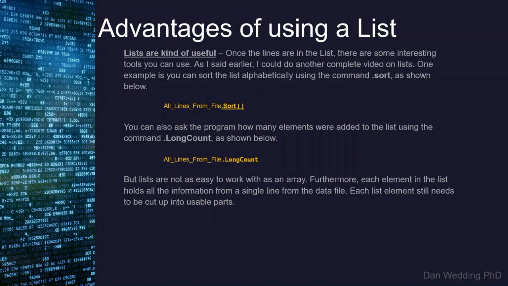Once the lines are in the list, there are some interesting tools you can use. As I said earlier, I could do another complete video on lists. One example is you can sort the list alphabetically using the command sort, as shown below. You can also ask the program how many elements were added to the list using the command count, as shown below. But lists are not as easy to work with as an array. Furthermore, each element in the list holds all the information from a single line from the data file. Each list element still needs to be cut up into usable parts.